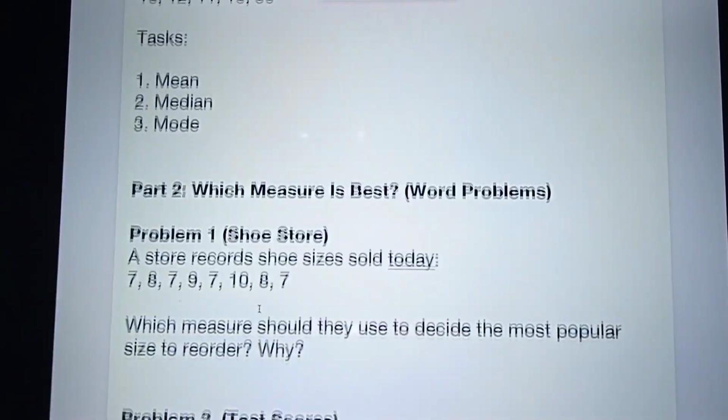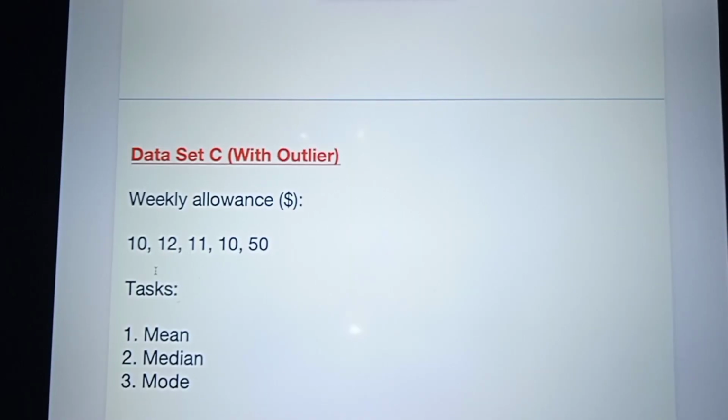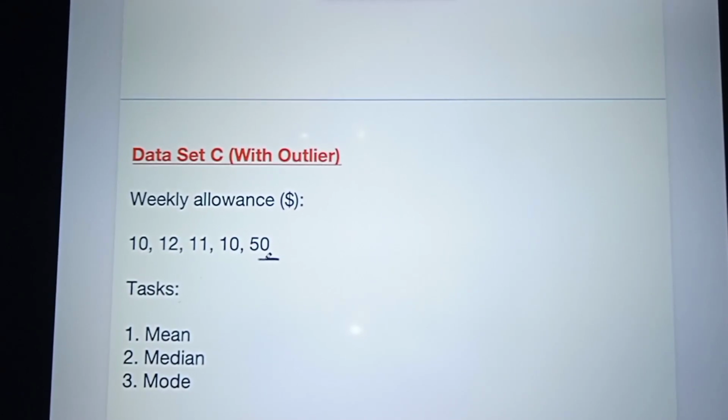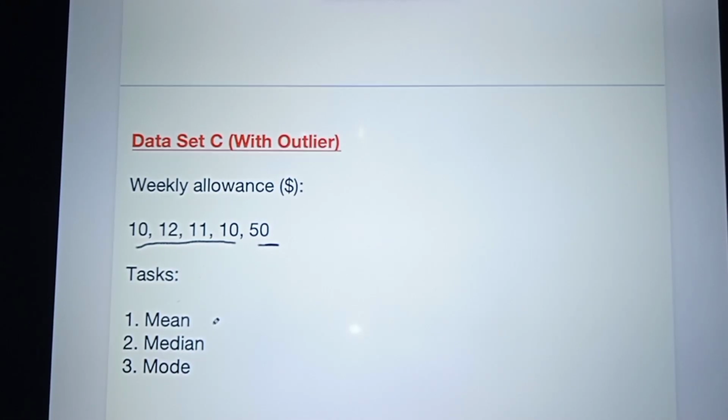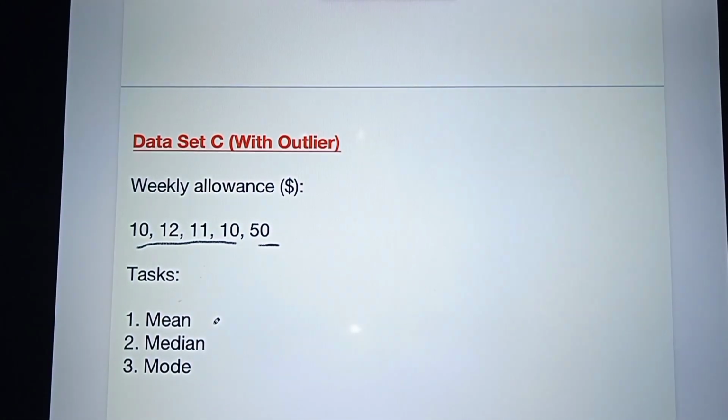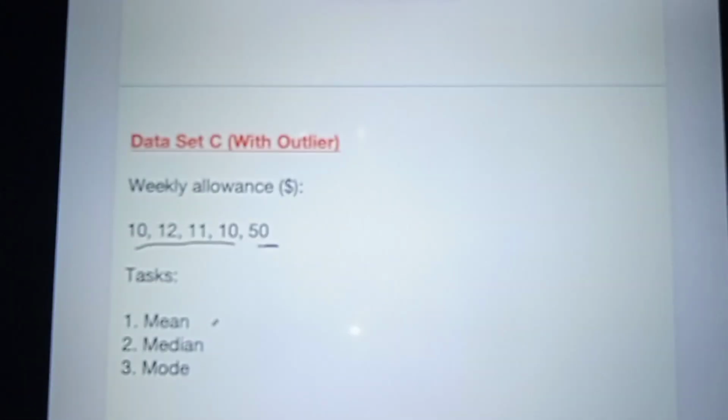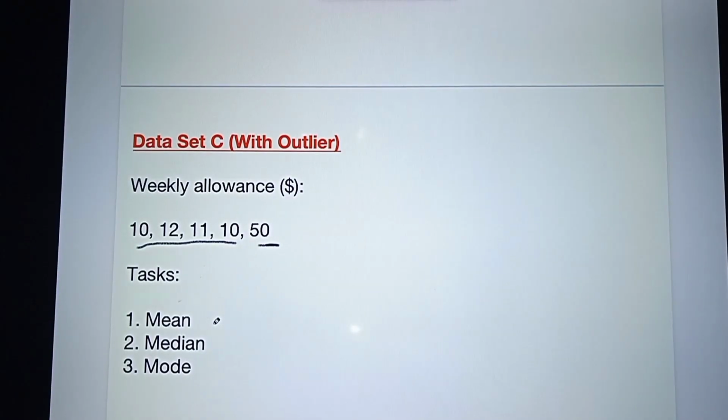So here is a data set. This data set is with outliers because this 50 seems to be an outlier, because it is exceptional compared with the remaining values. Similarly, mode is useful for categorical data or when you need to find the most frequent value in the data set. So you can use mode there.